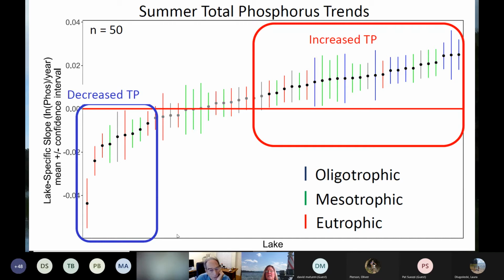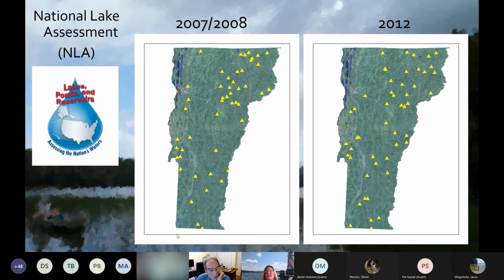All 9 of the oligotrophic lakes have significantly increasing phosphorus trends. So let's look at the results from the 2007 and 2012 National Lake Assessment, a completely different way of measuring change in total phosphorus levels in our lakes. And it uses a probabilistic and random draw approach, so you can say something about the entire population of the lakes in the state, not the ones that you just happen to be monitoring because you had a citizen lay monitor on them.